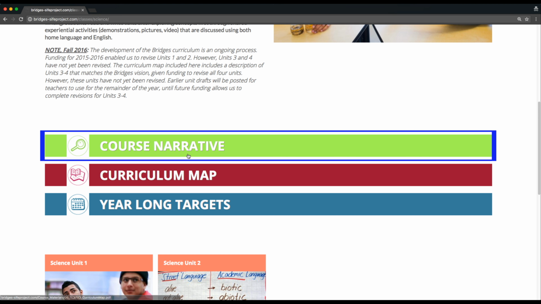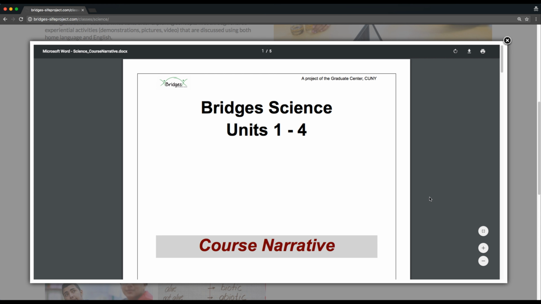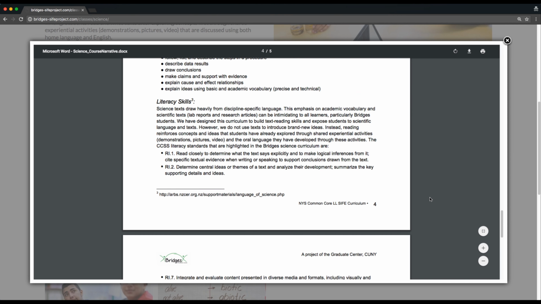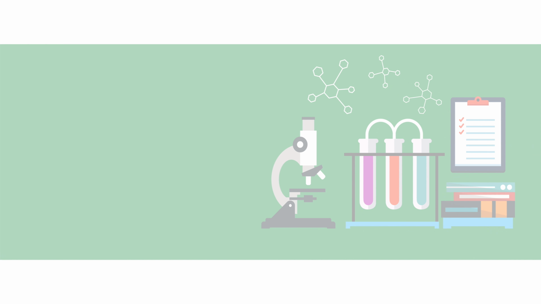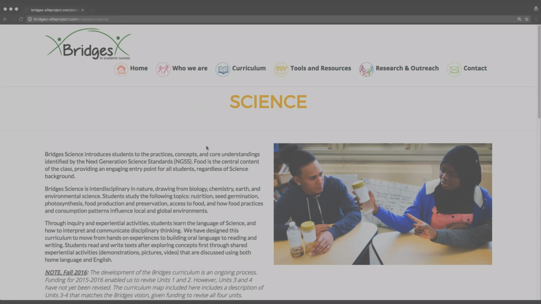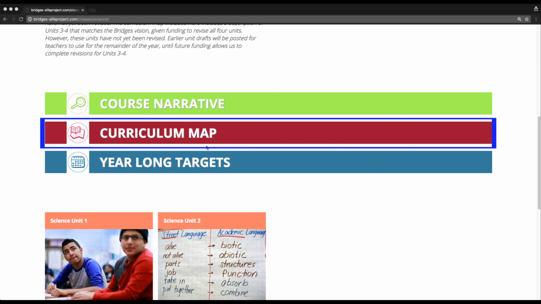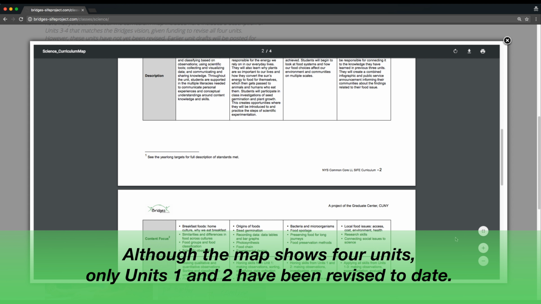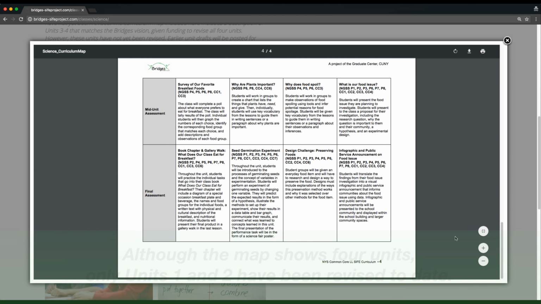First, take a look at the course narrative. You're able to see our overarching goals for the science course, our philosophy and our rationale for why we chose what we did for students for this discipline. From there, we will then suggest you take a look at the curriculum map. Here, you will actually see more about the content and the skills and how they are weaved throughout the units.